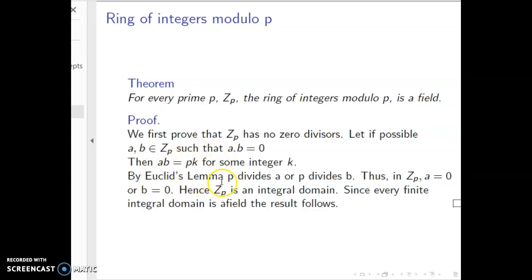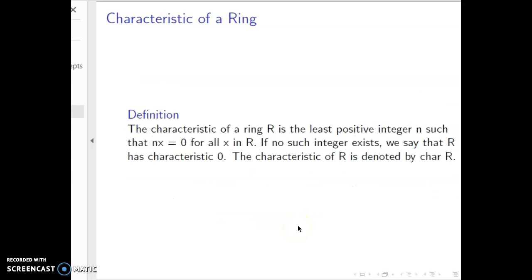Now by Euclid's lemma, p divides a or p divides b. Thus in Zp, either a is equal to 0 or b is equal to 0. Hence we get that Zp is an integral domain. Since every finite integral domain is a field, the result follows.